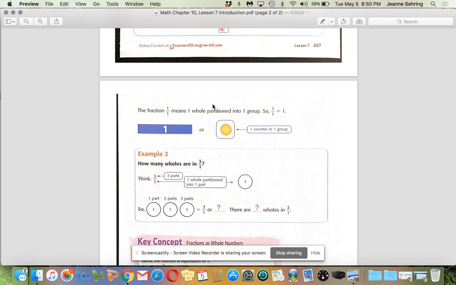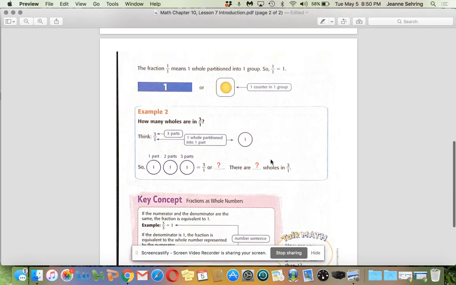Okay, so now the fraction 1 over 1 means one whole is partitioned into one group. So 1 over 1 equals 1. All right, there's one counter and it's all present.